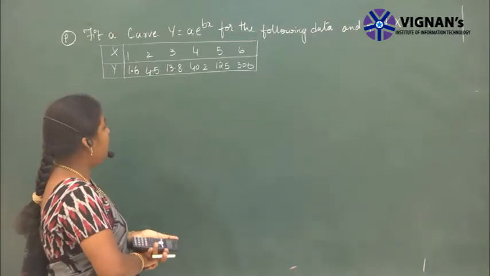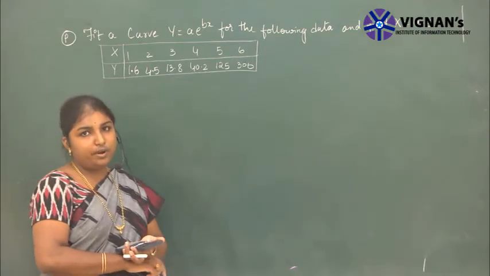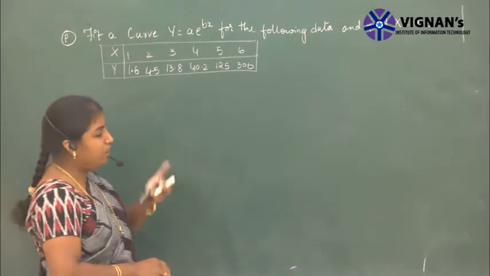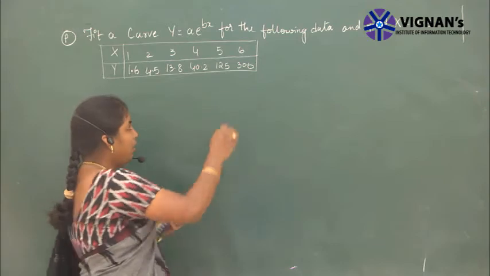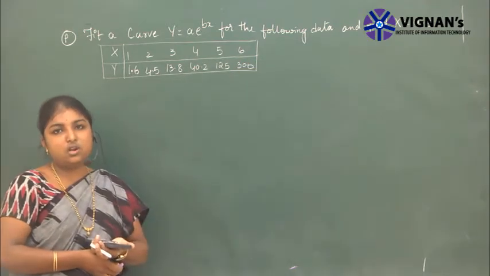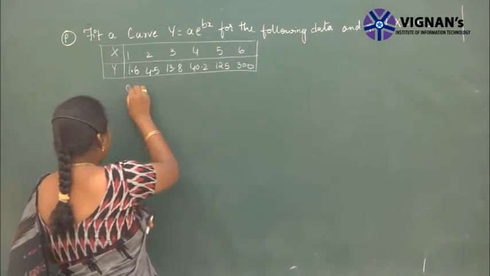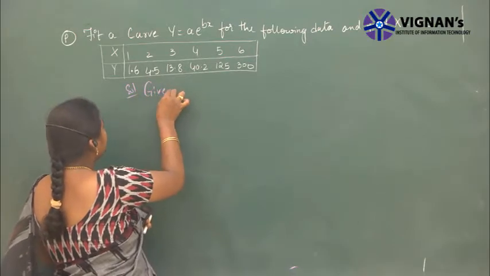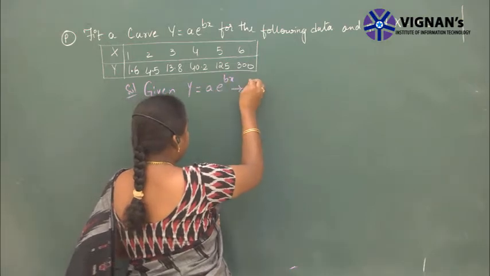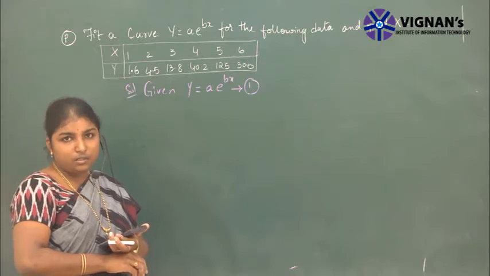Fit a curve y equal to a e power bx for the following data and find y at x equal to 4.5. The data is x and y: x is 1, 2, 3, 4, 5, 6 and the corresponding y values are given. So first of all, for the given data we have to write down the normal equations by using the least squares method. Given y equal to a e power bx, let this be equation 1. Now we want to write down normal equations for this one.